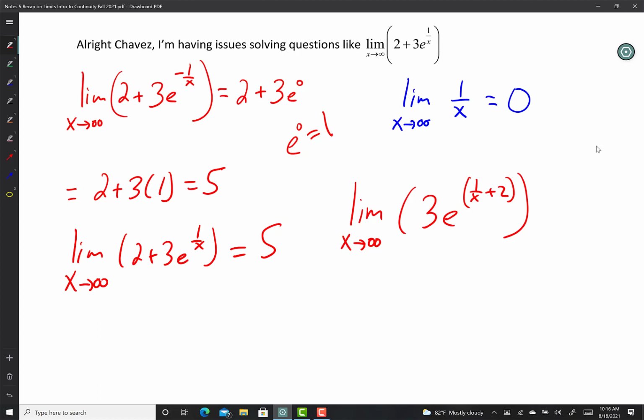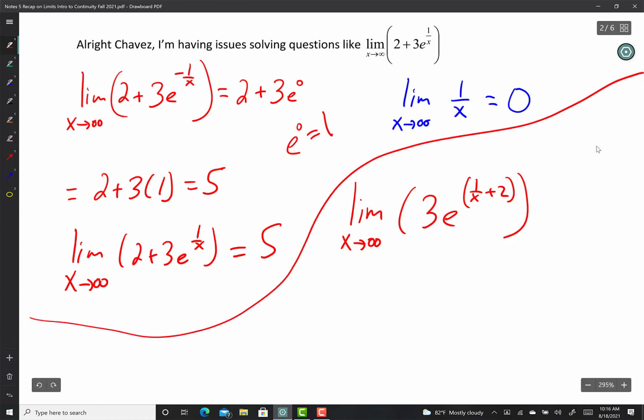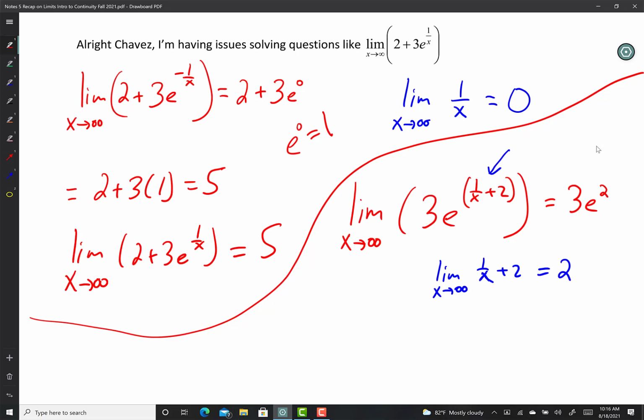So before I continue, let me go ahead and write a line here. In blue, I'm just going to evaluate the exponent part. Limit as x approaches infinity of 1 over x plus 2. Well, 1 divided by a huge number is 0, but 0 plus 2 is 2. So now this turns to 3e to the what power? 2. And you can probably type that in there and it'll give you the credit. 3e squared. Cool.